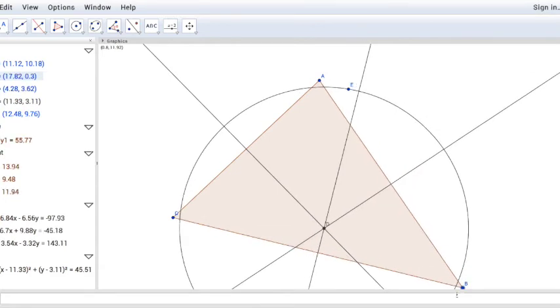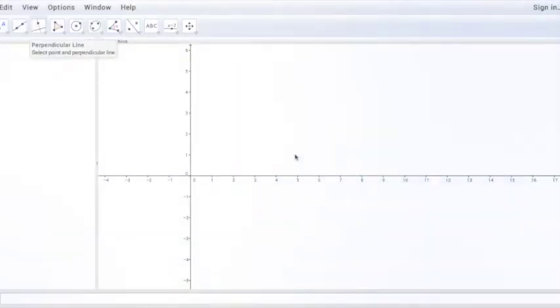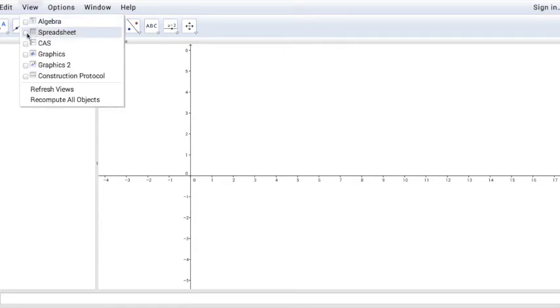It is a very great interactive tool with clear explanations. Our final thing is linear regression using GeoGebra. We have to go to view window and open spreadsheet.